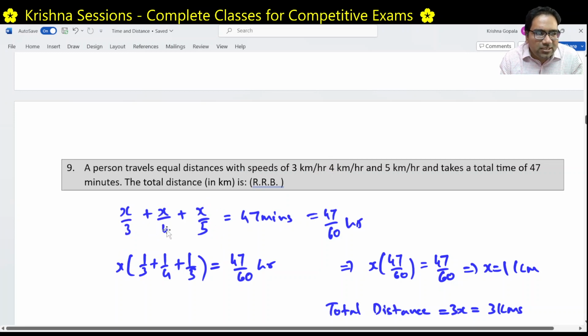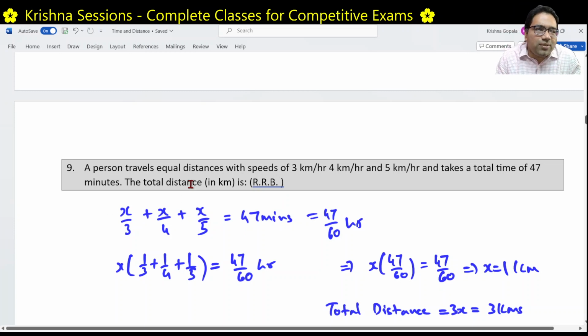Now, x by 3 plus x by 4 plus x by 5 is equal to 47 minutes, which is 47 by 60 hours. So, x into (1 by 3 plus 1 by 4 plus 1 by 5) is equal to 47 by 60 hours. 1 by 3 plus 1 by 4 plus 1 by 5 is equal to 47 by 60 only. So x into 47 by 60 is equal to 47 by 60. That means x is equal to 1 kilometer.